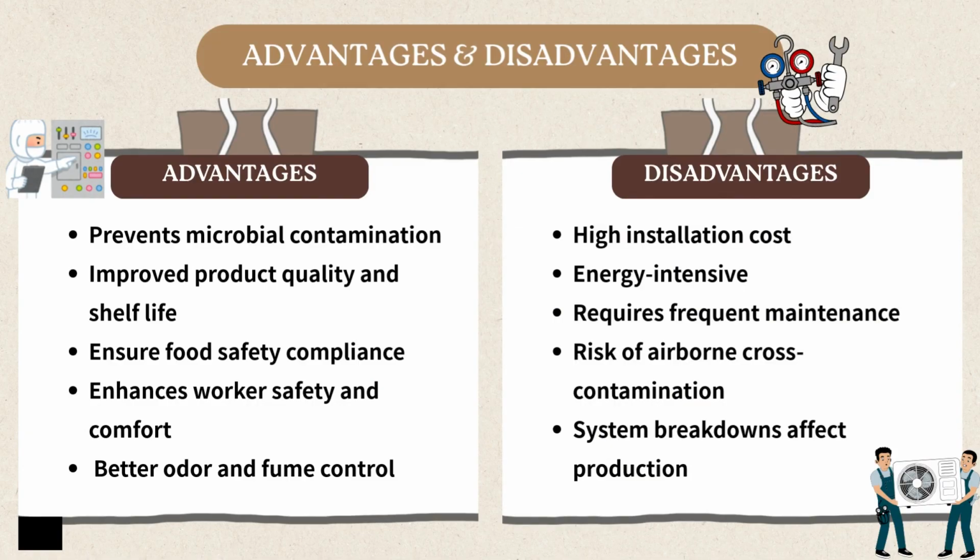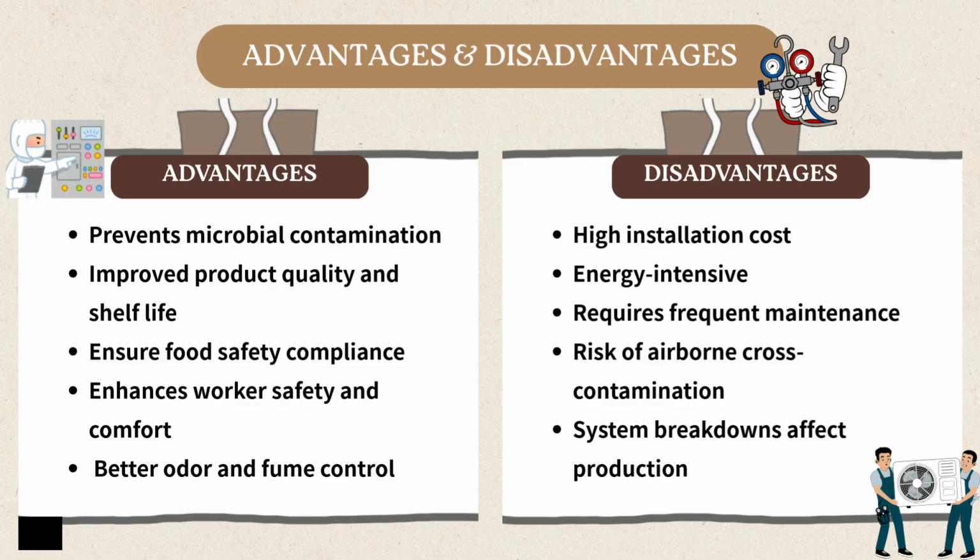Second, HVAC system improve product quality and also shelf life. Stable temperature and humidity ensure that food does not spoil easily and maintain its freshness during processing and storage. Next, HVAC system help companies comply with food safety requirements such as HACCP, GMP and also halal standard. A controlled environment reduce the contamination risk and meet regulatory guidelines.